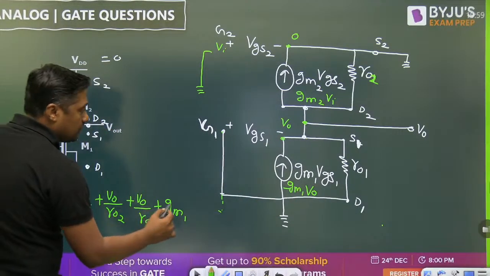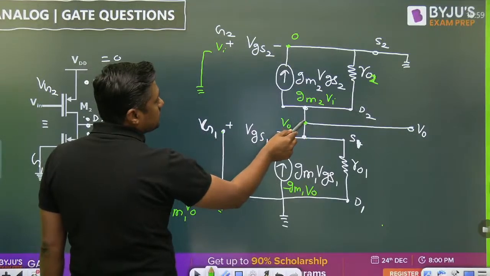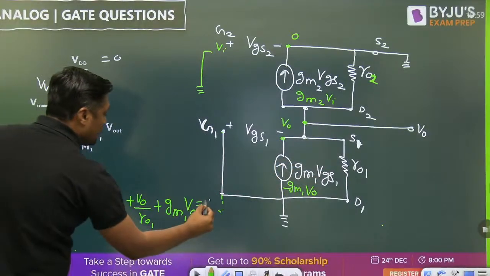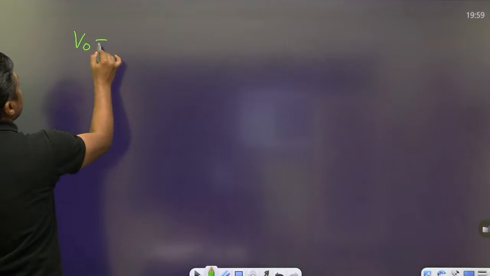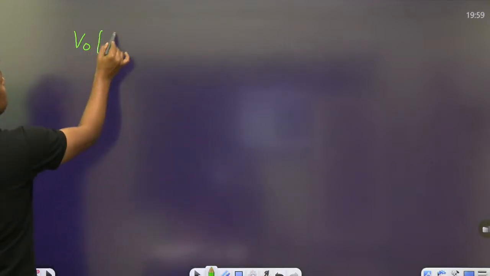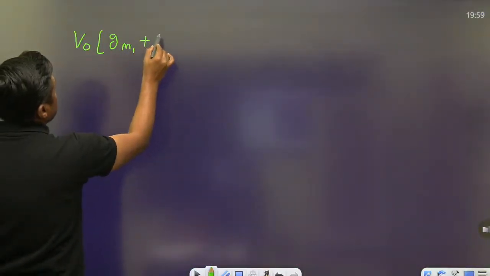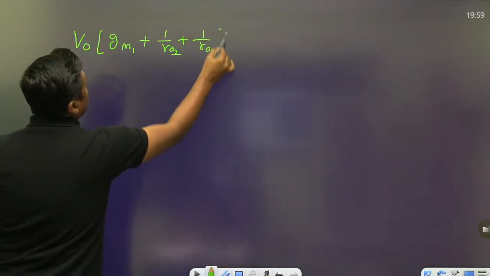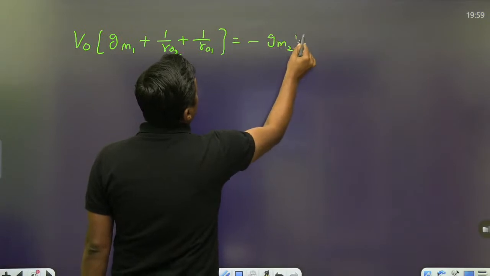Right? GM1 V naught. Okay, so already at the point, this is the outgoing, this is the incoming, and the outgoing is equal to what? 0. Now from this you can find V naught upon Vi. When I take V naught common, it will become V naught common GM1 plus 1 by R naught 2 plus 1 by R naught 1. Here it will become minus GM2 into Vi.